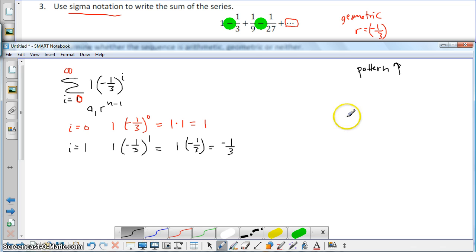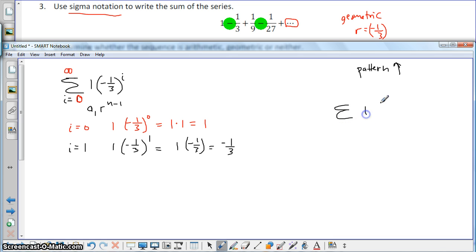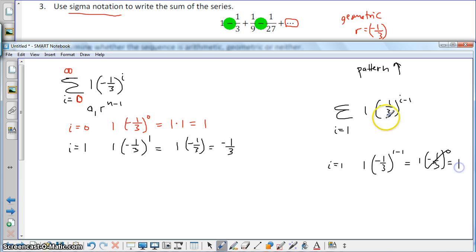The other way you could approach this is if you wanted to keep 1 times negative 1/3 to the i, where you start at 1, the other way to shift over 1 is to subtract 1. Then if I had i equals 1, I would have 1 times negative 1/3 to the 1 minus 1, which ends up being 1 times negative 1/3 to the 0, and that equals 1. So that is another way to do that one.